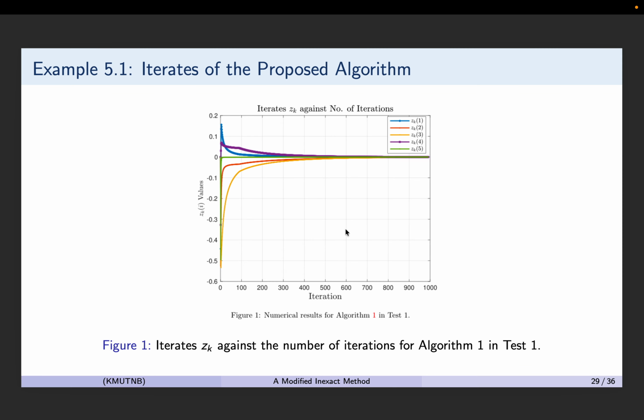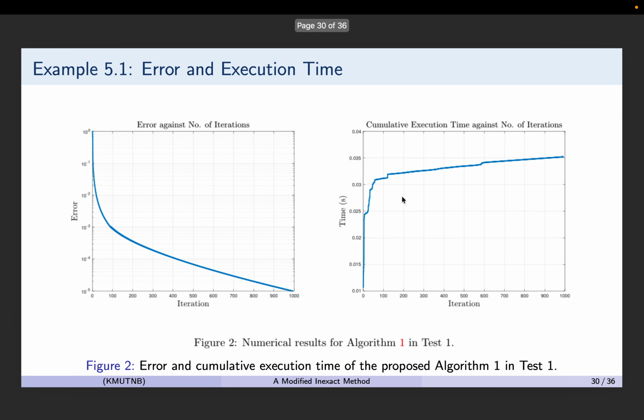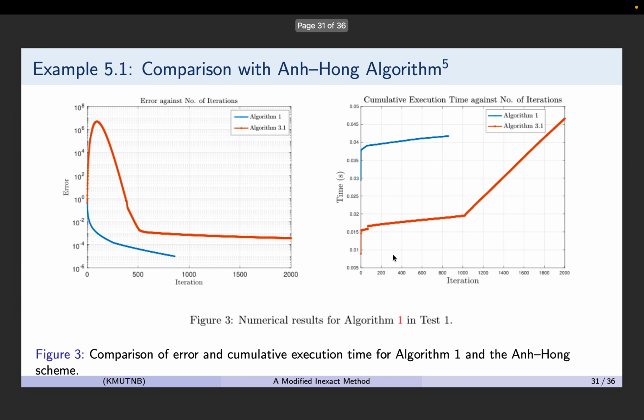So now, this is the finite dimensional case. This is the convergence of the iterates generated by our proposed method. We can see that all the dimensions are converging to 0, and this is the convergence against iteration. After some iterations, you see how the error is reducing significantly. This is just to show the behavior of the proposed algorithm.